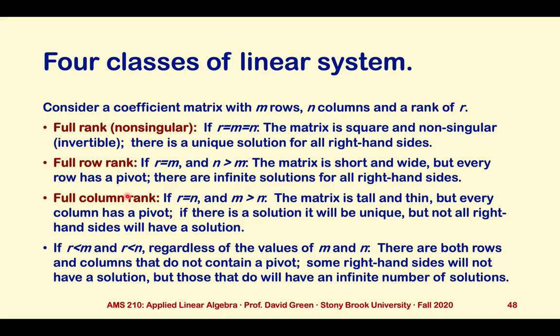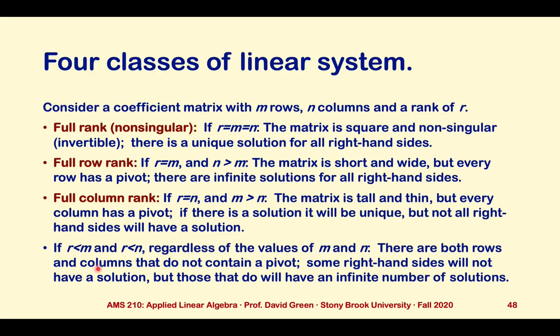Full column rank corresponds to the case where the rank equals the number of columns. Every column has a pivot. Every column has a pivot, so there's no free variables. Any solutions will be unique. But in the full column rank but not full rank case, the number of rows is greater than the number of columns. So while we have no free variables, we do have 0 rows in an echelon form. This matrix is kind of tall and thin, more rows than it has columns. Every column has a pivot, but some rows are 0. If there is a solution, it will be a unique one, but not every right-hand side has a solution.